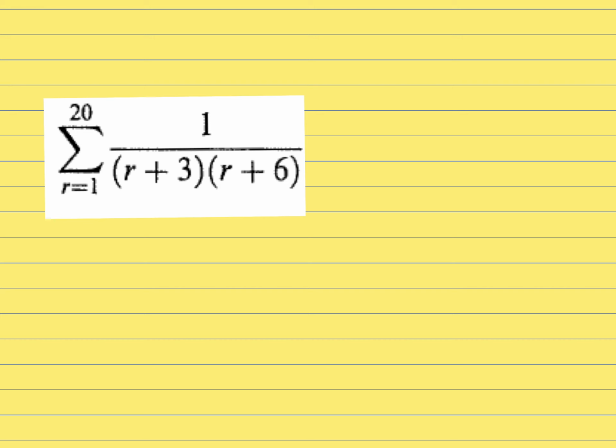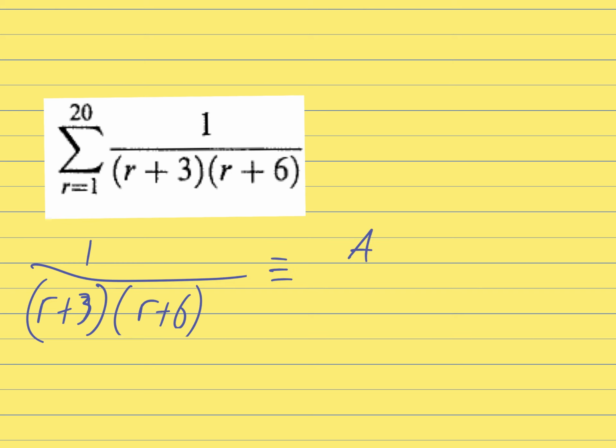This is a summation of series question. This would be for A-level Further Mathematics, A21 module. So the first thing we want to do here is write this again in terms of partial fractions. So we're just going to investigate 1 over (r plus 3)(r plus 6), and that is what that looks like.